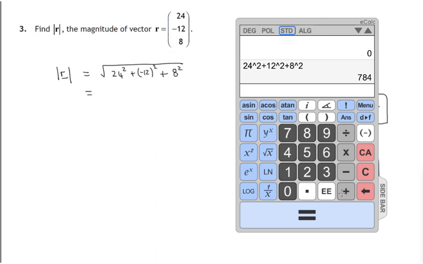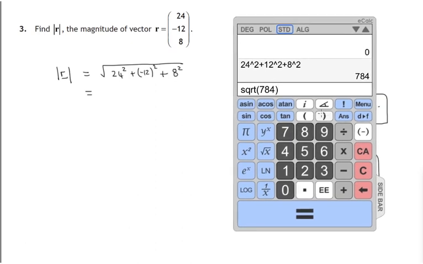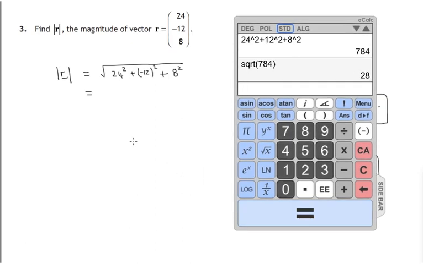That's 784. And now we need the square root of 784. And what does that come to? 28. That's exact. 28 units.